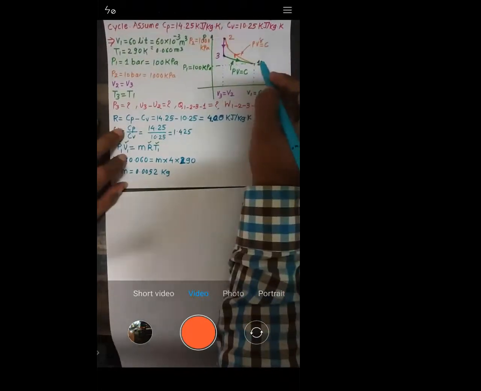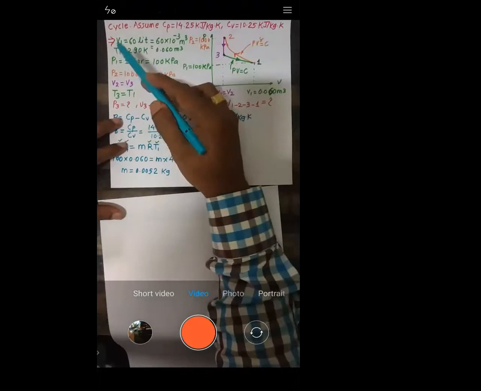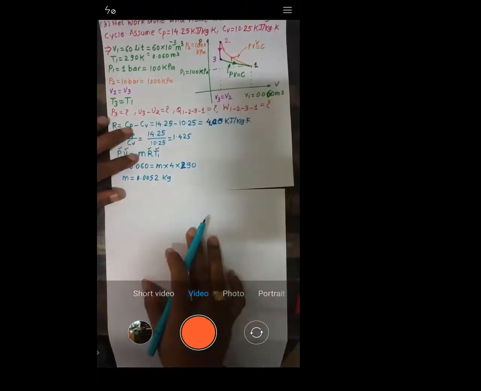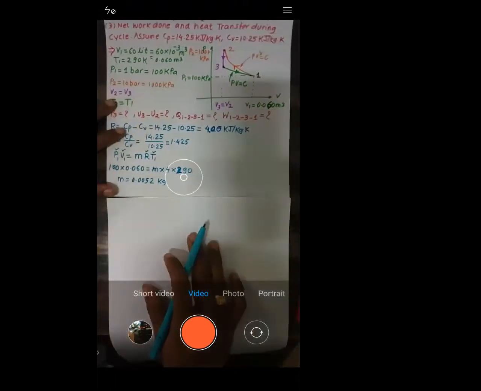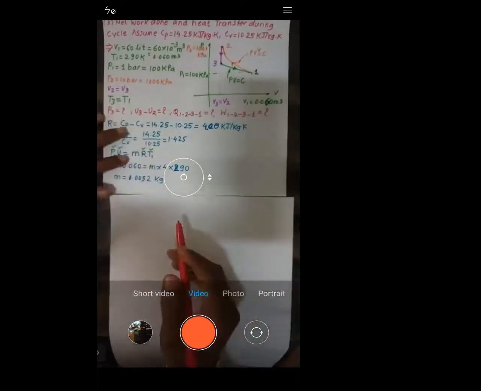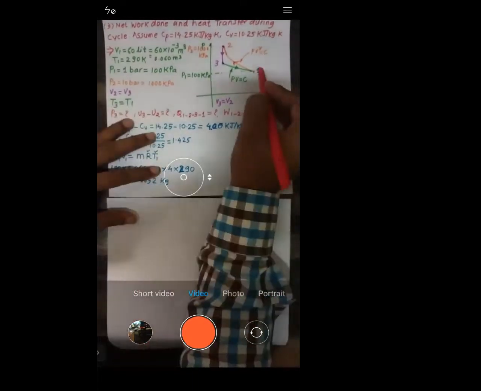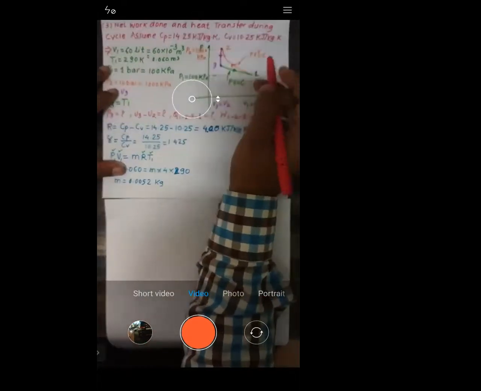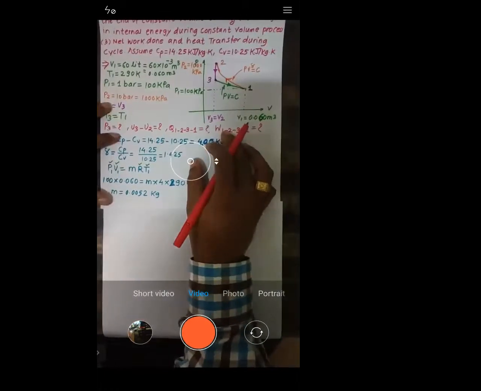See, all the properties at point number 1 are known. The pressure is known, volume is known, temperature is known. Now we need to calculate the properties at point number 2. In order to calculate those properties, we have seen the relationship between temperature, pressure, and volume. This process 1 to 2 is an adiabatic process.